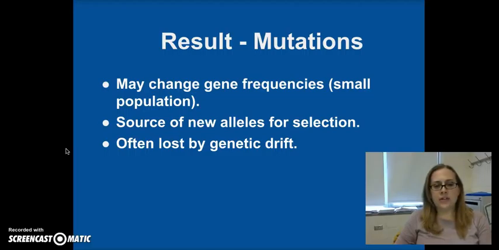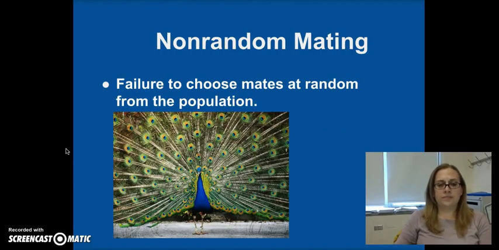You've also got mutations. These can change gene frequencies in small populations. It can provide a source of new alleles for natural selection, and it's often actually lost by genetic drift.